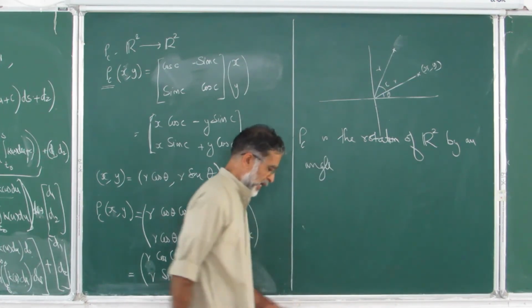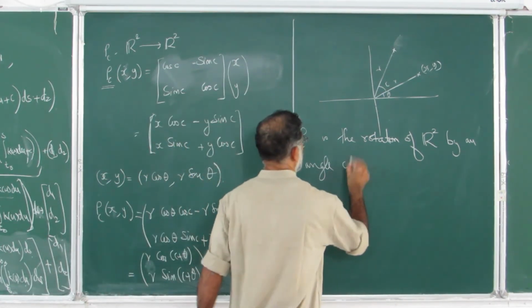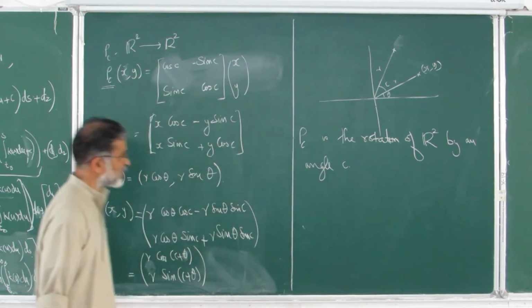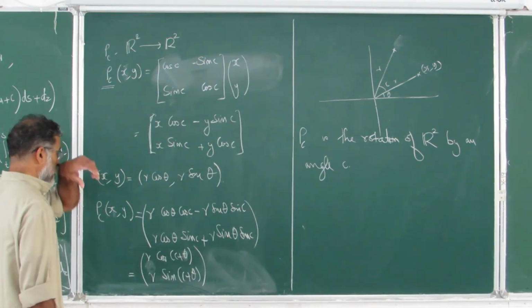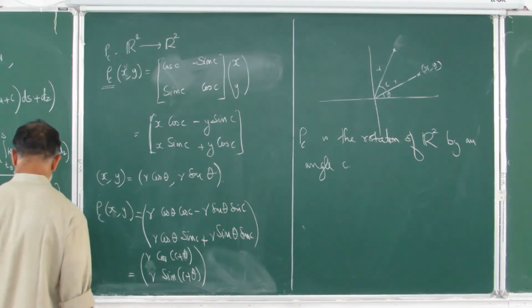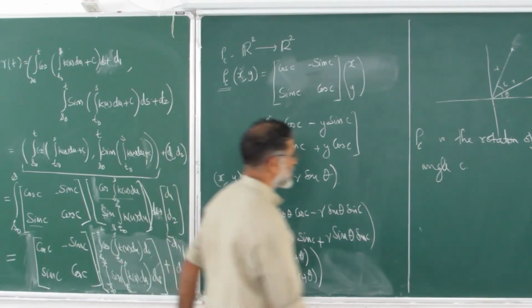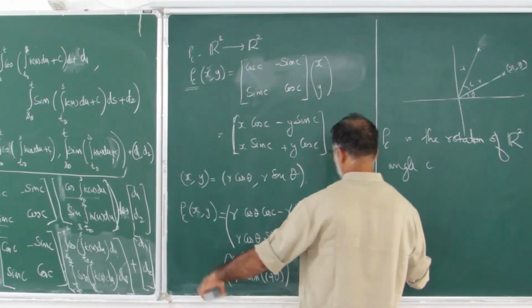Angle, of course, is always written in terms of radians. And c could be positive, negative, 0, anything. So this particular map is a rotation. And the last one is a translation.